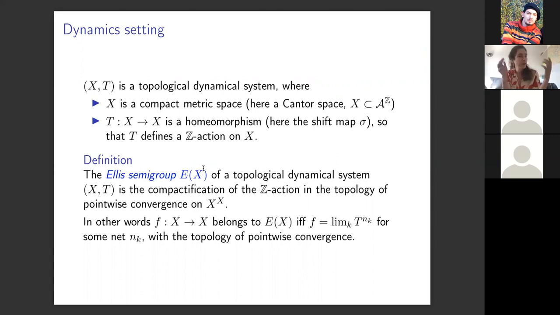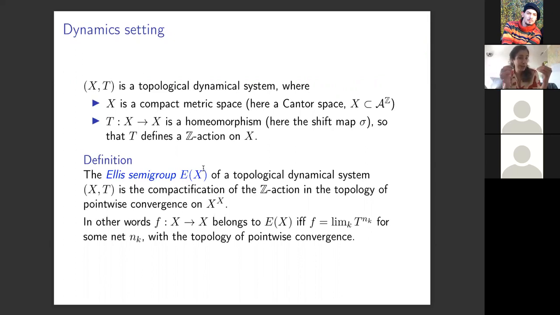And then you have usually, I mean, you can have just a continuous map, but today we actually have a homeomorphism on our space, T. And so in today's talk, our map is going to be the shift map, okay? And that defines a Z action on my space X, okay? And so now the Ellis semigroup of this topological dynamical system (X, T) is going to be the compactification of the Z action in the topology of pointwise convergence on X to the X.